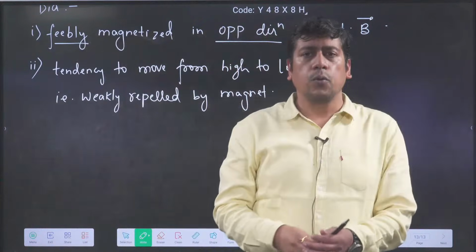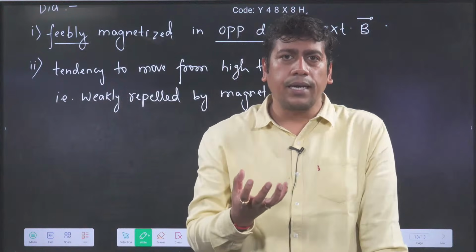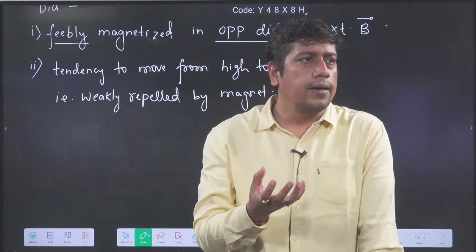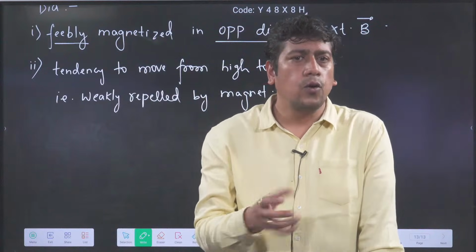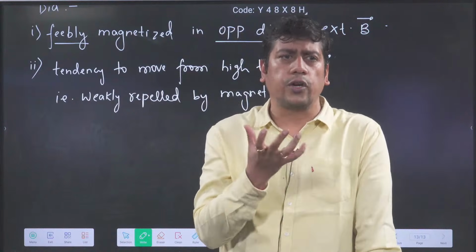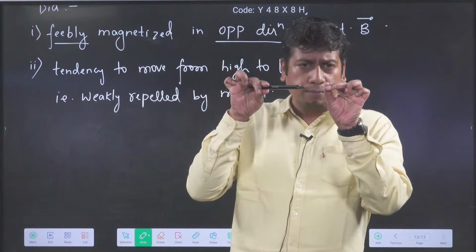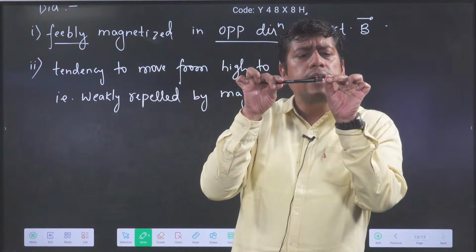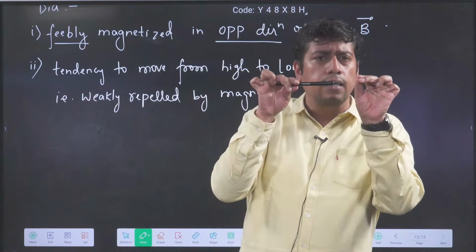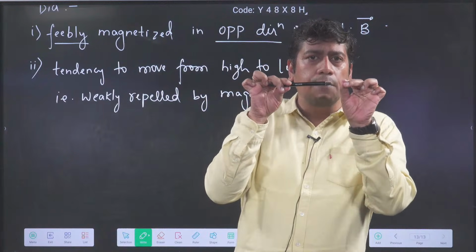What do you do? You take any diamagnetic substance and hang it. Don't place it on the ground. Hang it with the help of a light, very thin string. Then you take a magnet and bring this magnet very close to this material. You'll find the material is getting repelled by the magnet.